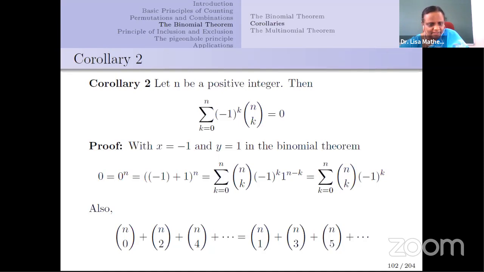Here what I do is I put x equal to minus 1 and y equal to 1 in the binomial theorem. And again, simplifying this, I get this expression. So I get that equal to 0. And so we get a result that the sum of nC0, nC2, nC4, and so on is the same as nC1, nC3, nC5, and so on.